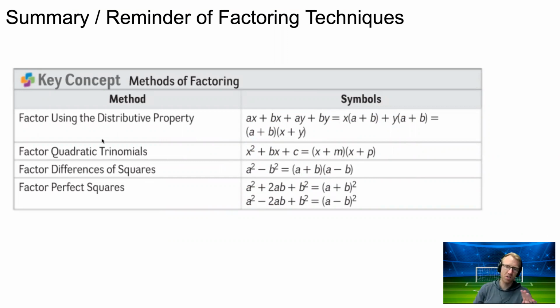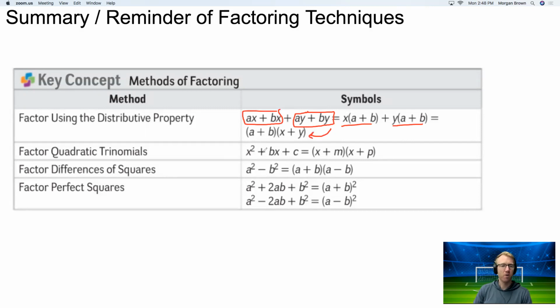So we learned 4 different ways to factor in the preceding sections. The first one is using the distribution property. If you have 4 terms, you can group the first 2 and group the second 2, and then do factor by grouping to get a result. If you have a quadratic trinomial, you're looking for 2 numbers that multiply to c and add up to b. Once you figure out what those 2 numbers are, you can put them here for m and for p. It's a little bit more complicated if you have a coefficient in the front, but just go back and maybe check your notes to remind yourself on that.